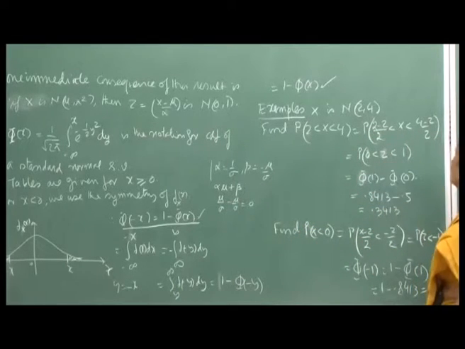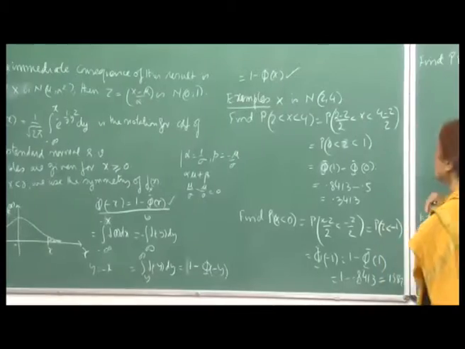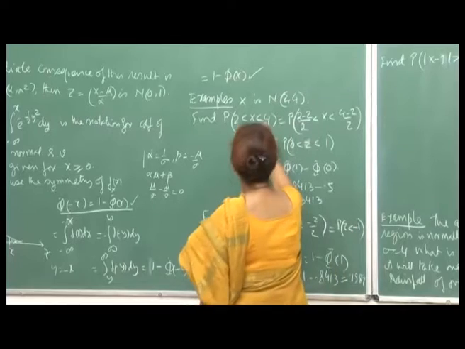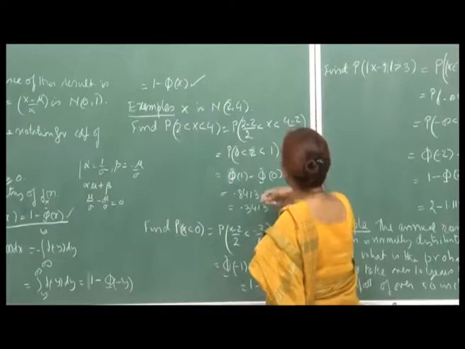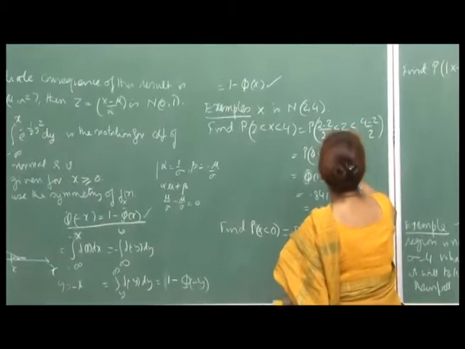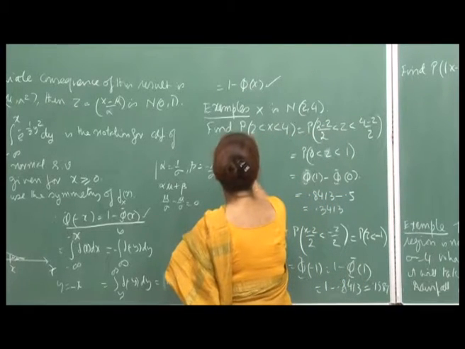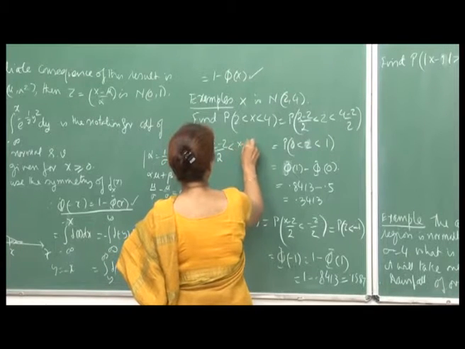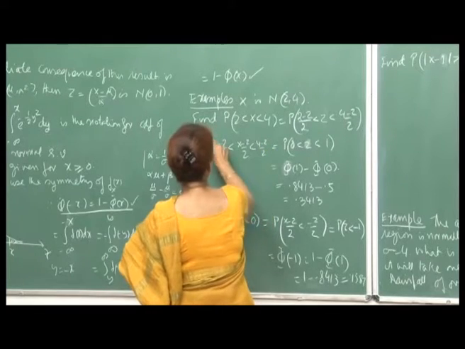Suppose x is normal 2, 4, that means the mean is 2 and the variance is 4. Then you want to find the probability that x is between 2 and 4. So, I will use the transformation. Here, sorry, this should be z. What I am doing is, I will write in detail, I am subtracting 2 and dividing by 2. So, less than (x minus 2) by 2 less than (4 minus 2) by 2.